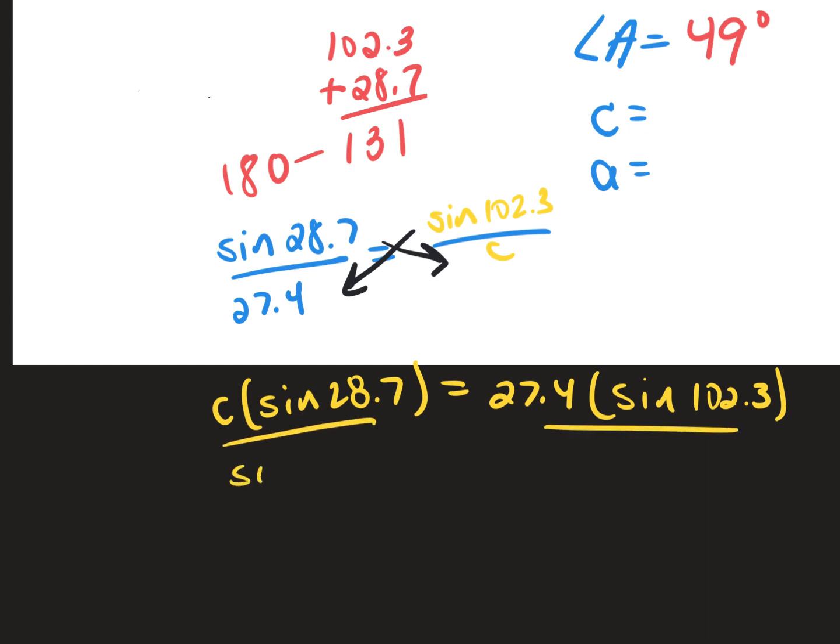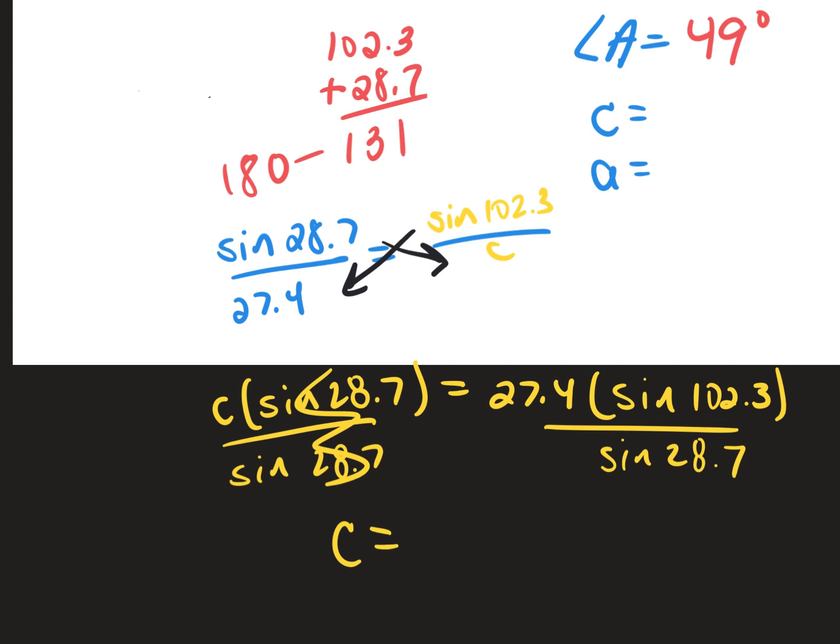I'm going to divide both sides by the sine of 28.7. Now, I suggest you guys do not do any stuff in your calculator till this very last step, because the more calculations you do within the problem, the further and further away you're going to get from the actual answer, because it's going to round a bunch. So everybody right now, grab your calculators.